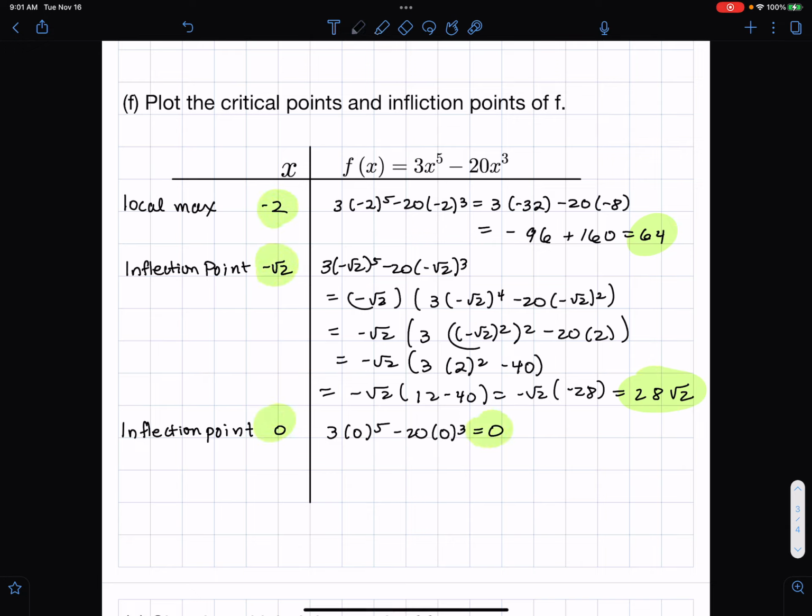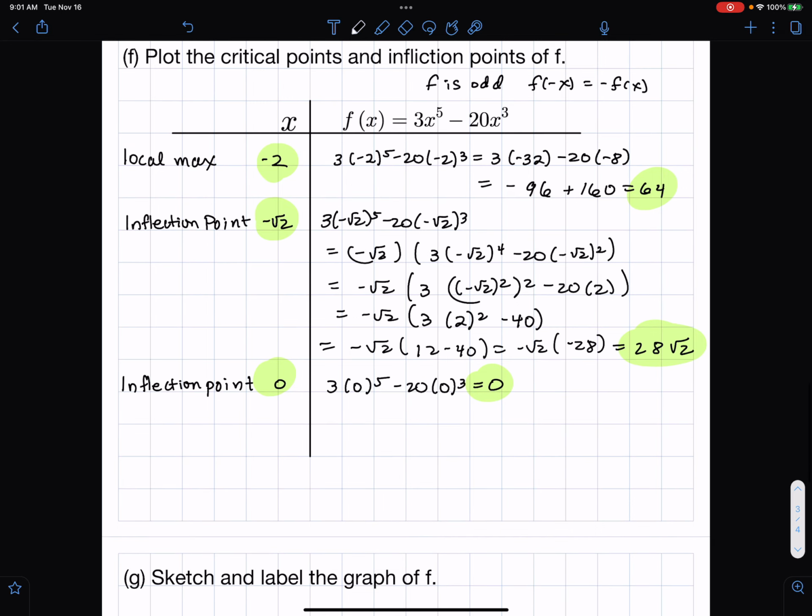All right, I want to save a little time and just point something out. For f of x, we have x to the fifth and x to the third, separated by subtraction. That makes it an odd function. That's another whole topic, but f is odd, which means that f of negative x equals negative f of x. And so that makes it a little bit quicker when I plot points. So if I put in the inflection point negative rad 2, I got 28 rad 2. If I put in the opposite, rad 2, I'm going to get negative 28 rad 2. So you can check that.